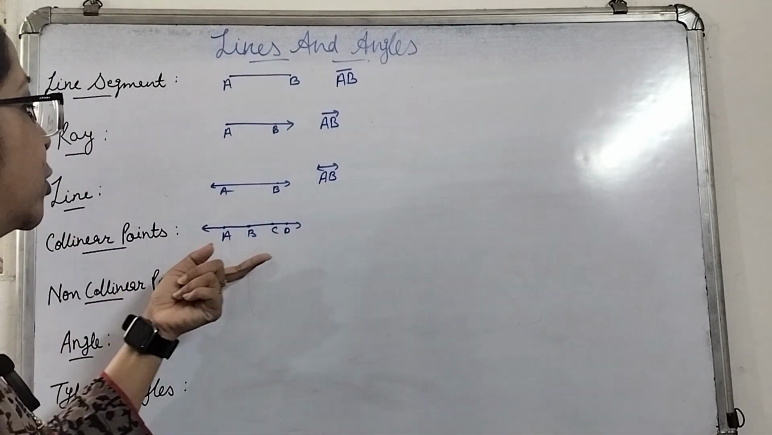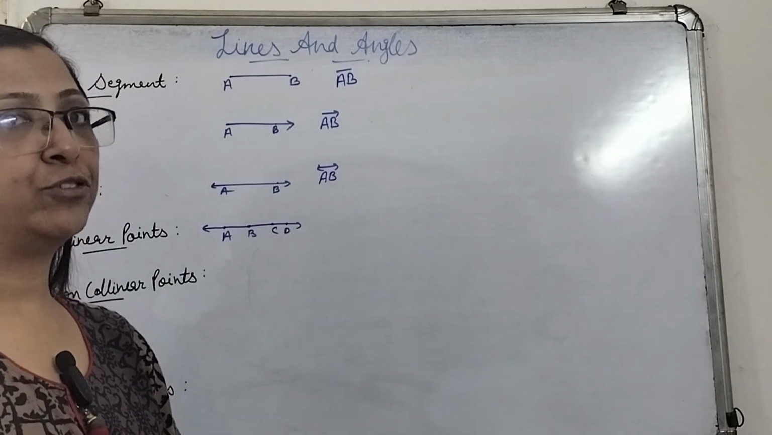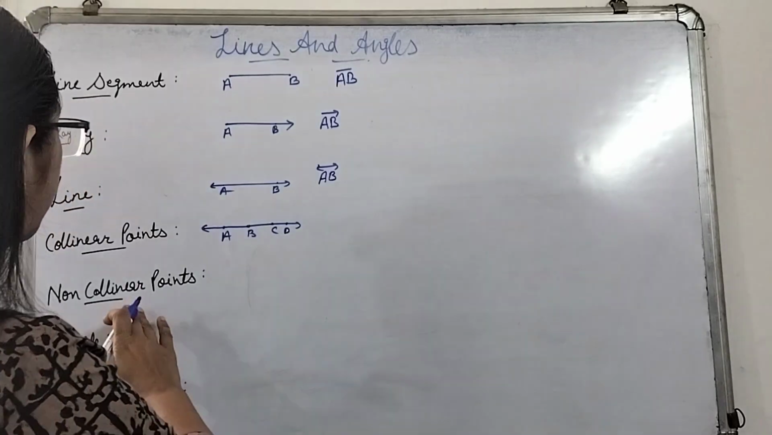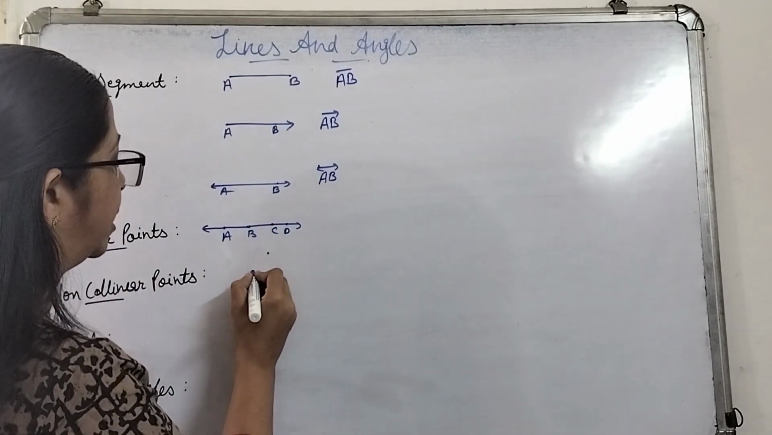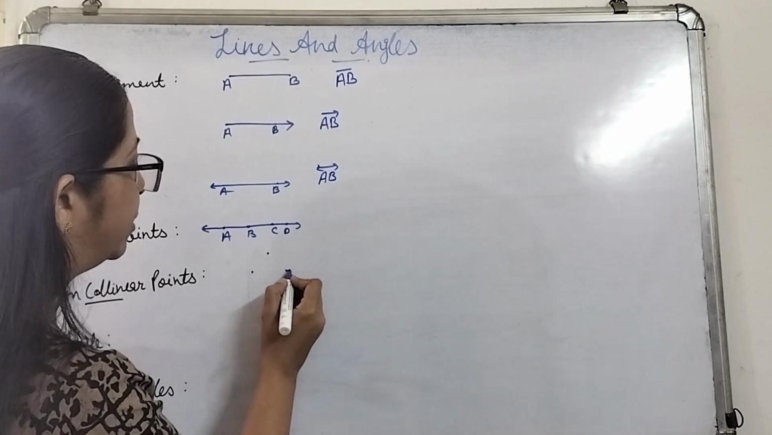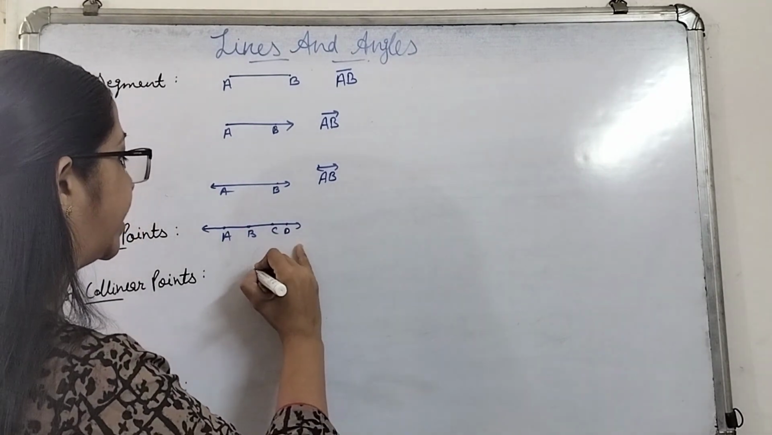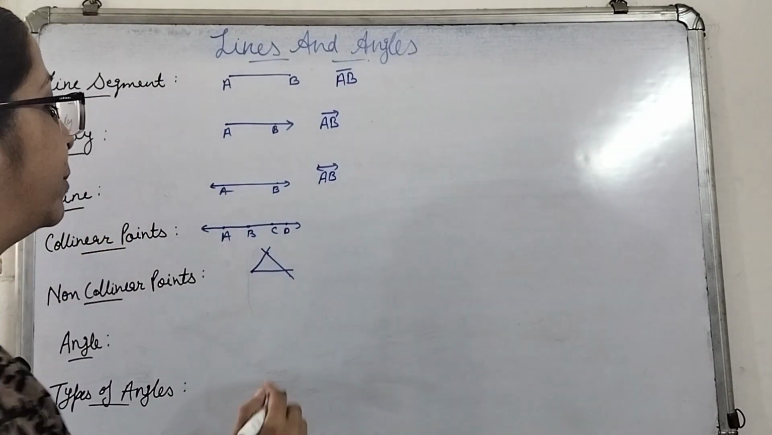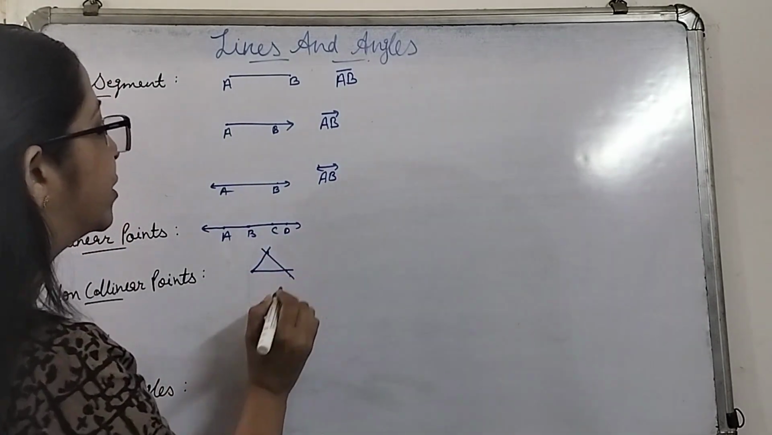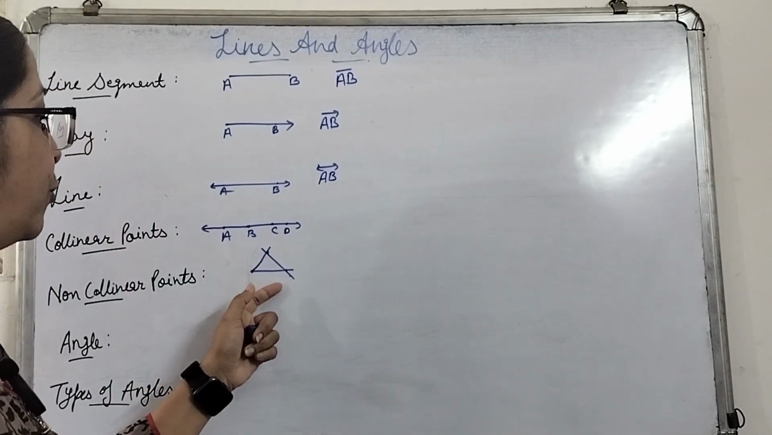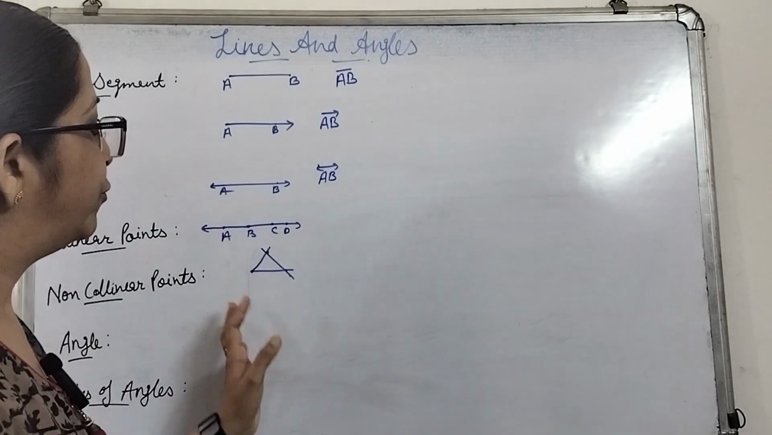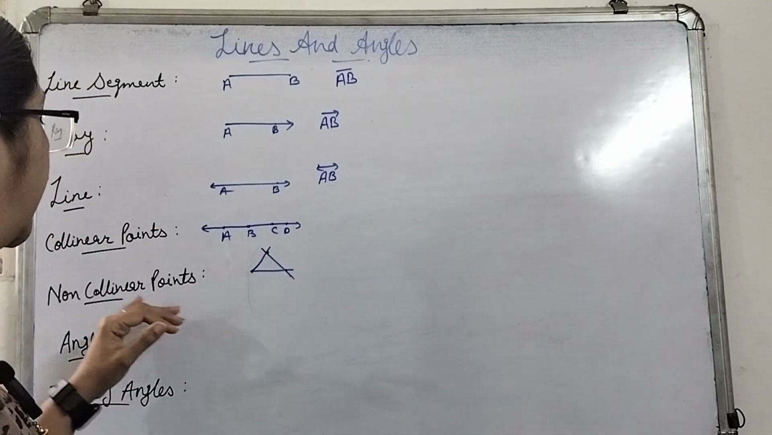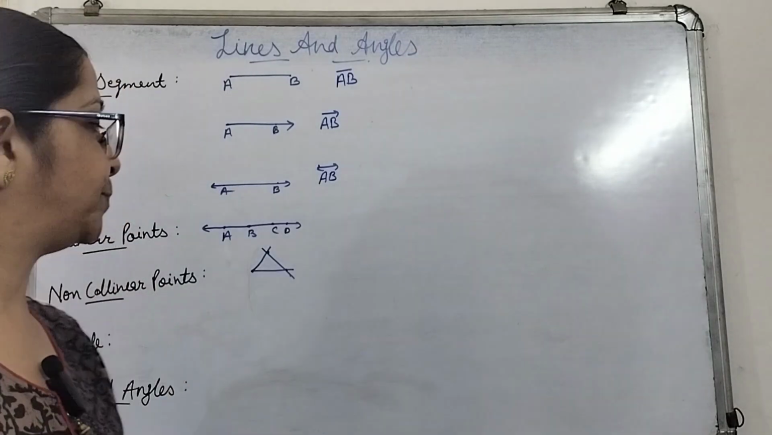Non-collinear points. If there are a minimum of 3 points, and we cannot draw a single line passing through all 3 of them, then such points are known as non-collinear points. Suppose these are the points. From these 2, we can make a line. From these 2, we can make a line which will pass through these 2. From these 2, we can make a line. But we cannot make a line which will pass through all 3 of them. That's the reason these points, through which we cannot make a line passing through all of them, or it could be more than 3 points also, are known as non-collinear points.